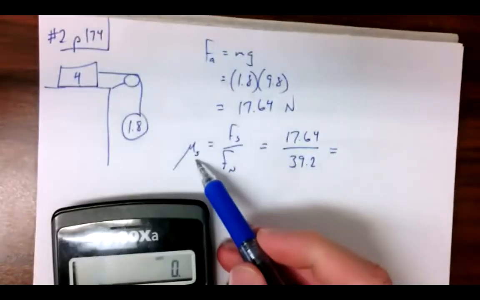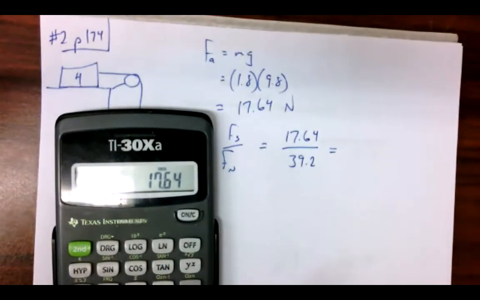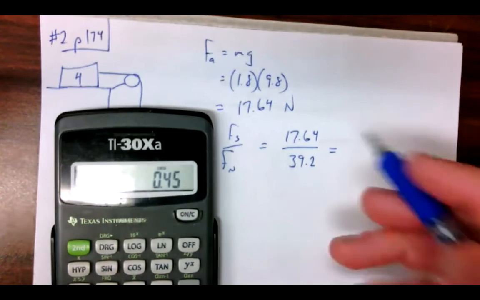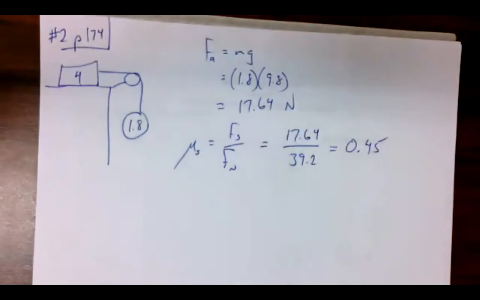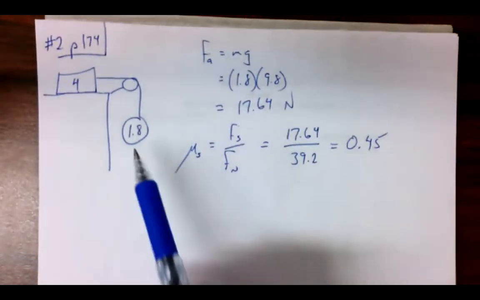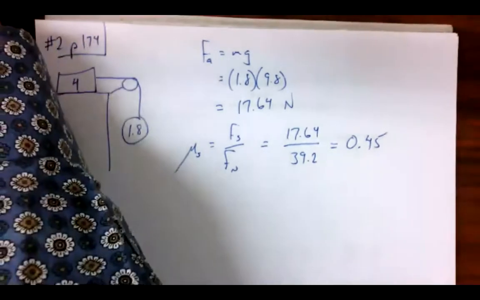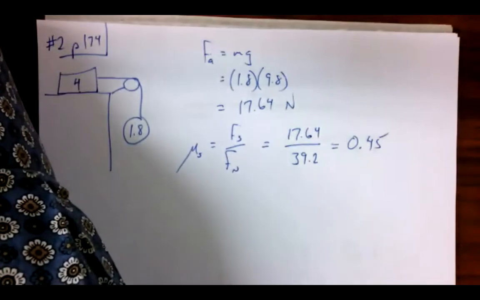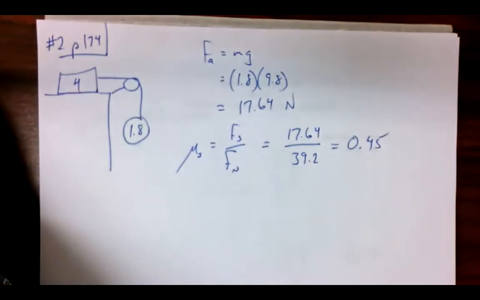So this is going to give me our coefficient of static friction, 17.64 divided by 39.2, 0.45. That is the coefficient of static friction. I'm getting better at these drawings. You have to admit it, whether you like it or not. Any problems with that? Anybody need more time to copy it down?